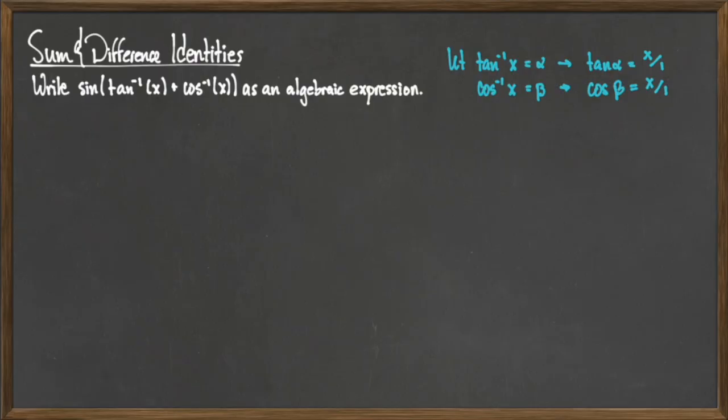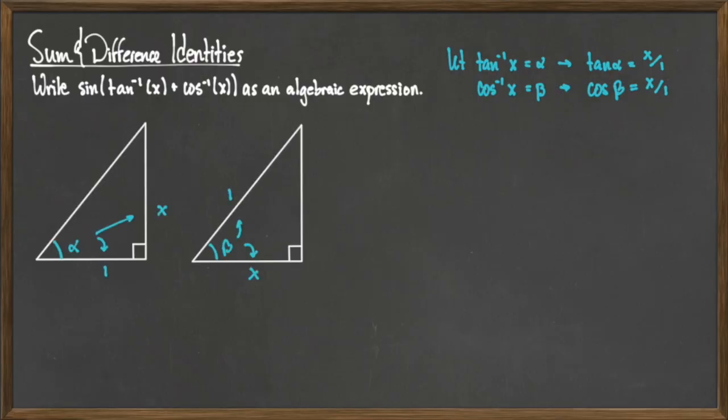So you might be thinking that you should have just written tangent alpha equals x and cosine beta equals x. And while you would be correct, we have to remember we are dealing with trig ratios here. It's going to make the triangles easier to fill out when we can realize the tangent of alpha and the cosine of beta as fractions. So let's draw our triangles and fill these out.